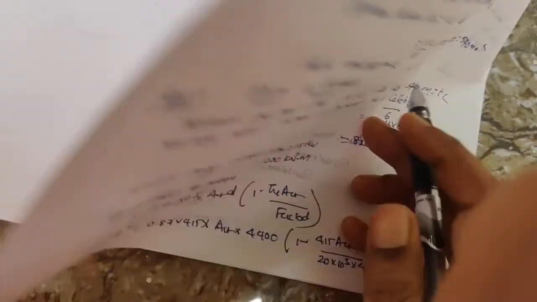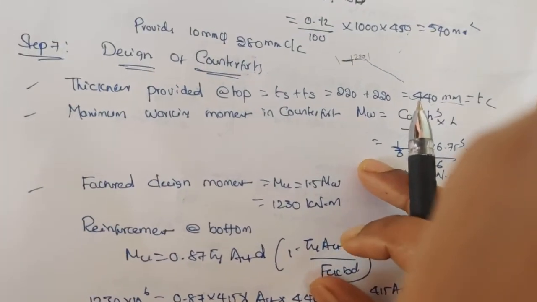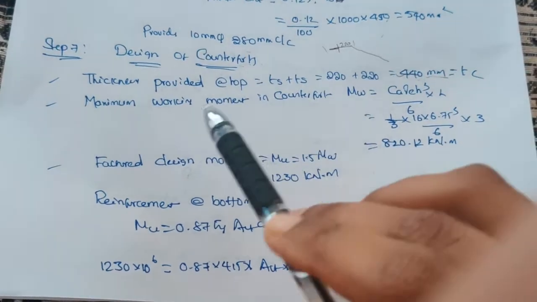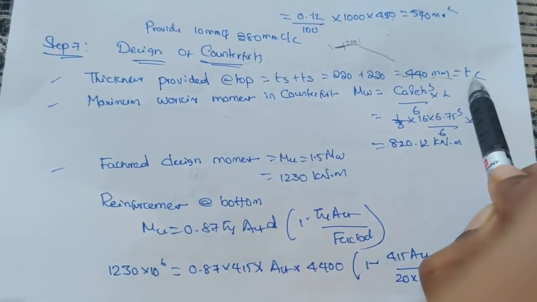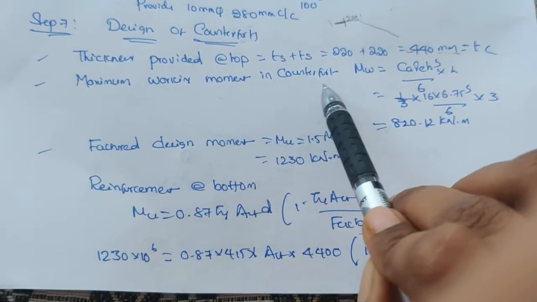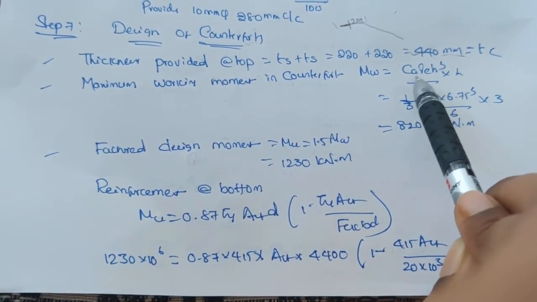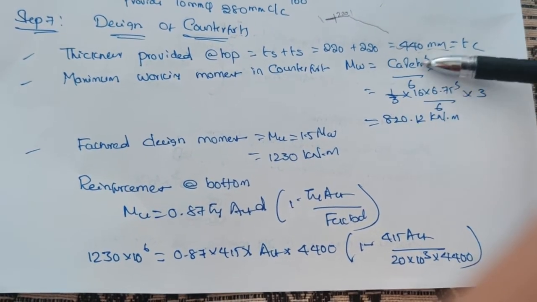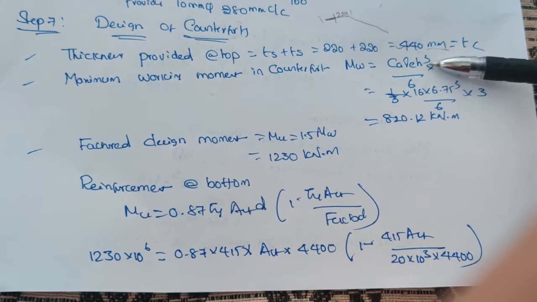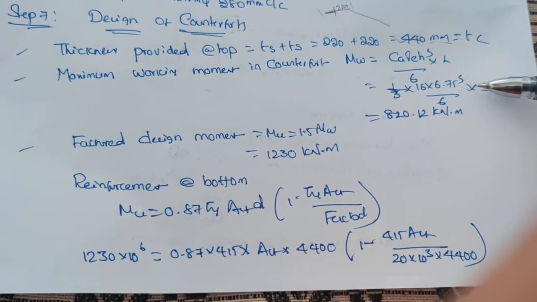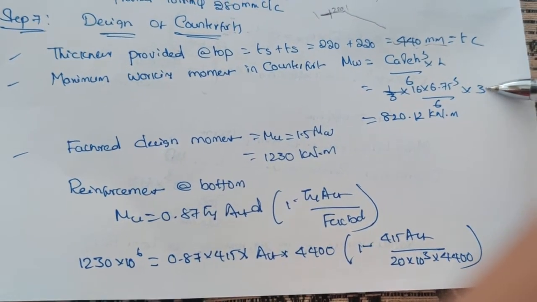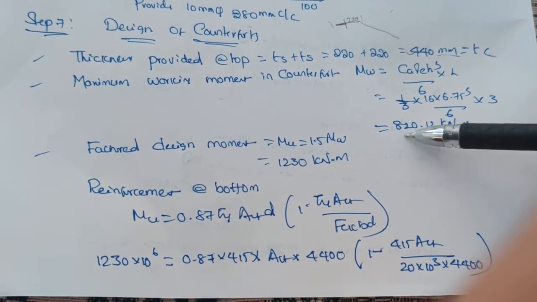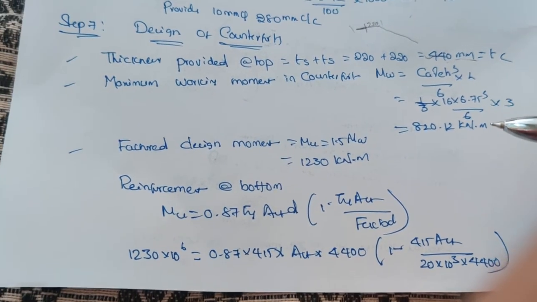So you are getting 440 mm. So after finding the thickness of the counterfort, TC, we are mentioning the maximum working moment in the counterfort, MW, equal to CA into gamma E H cube by 6 into L. Here CA is 1 by 3, gamma E, the density of the soil, is 16. Small h is nothing but the height of the stem, 6.75. L is the spacing of the counterfort as 3. So when you multiply all the values, you get 820.12 kilonewton meter.